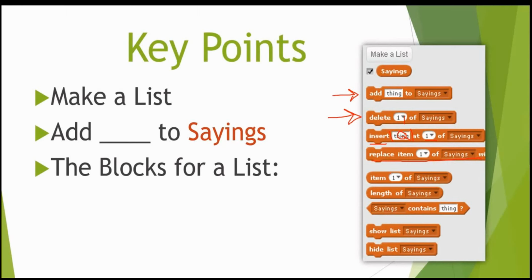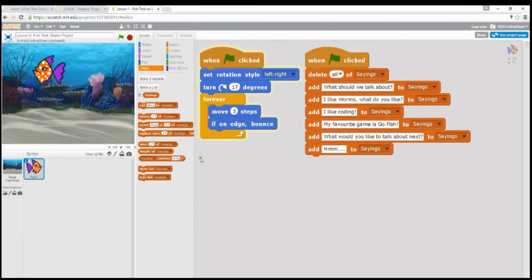Then down here, and this is what I really wanted to get to, is you can see that we have some rounded edges, which means these blocks are used as variables. So what does item 1 of sayings mean? Well, it says it's going to take the first question in our sayings list, which was, what was that again? Let me just check. Item 1 would be, what should we talk about?